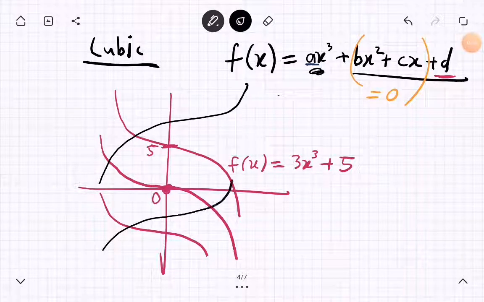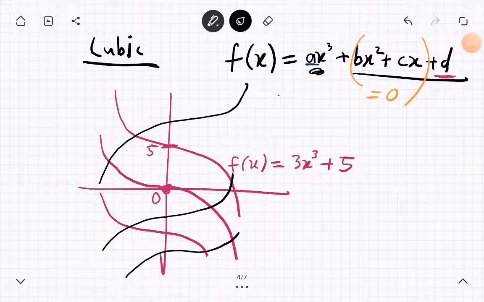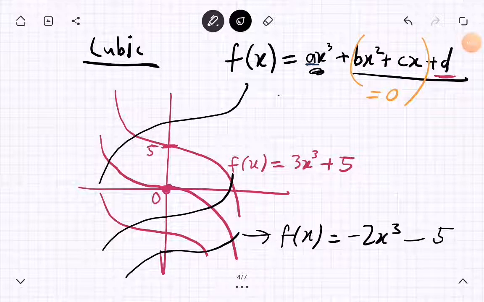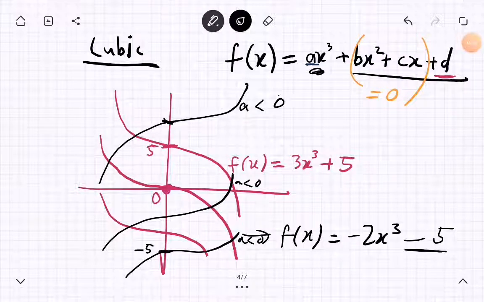You can get something like this. So maybe, who knows, f(x) equals negative 2x cubed minus 5. Then this will be negative 5, right? You must take care of your d. This might have some positive d here, but still a negative a. So this is a less than 0, and then these pink curves are a greater than 0. Okay, cool.